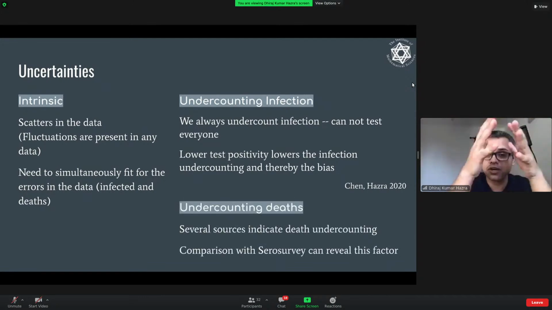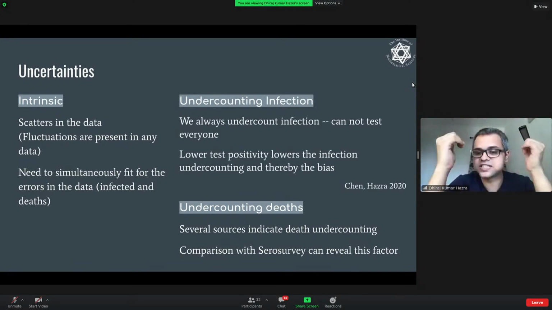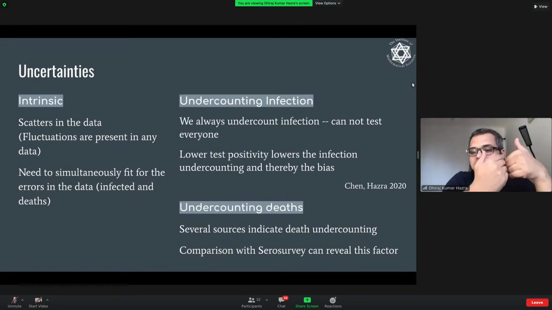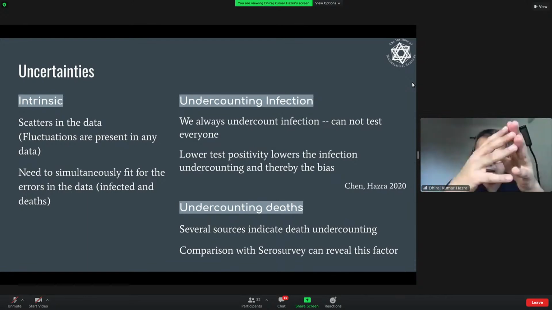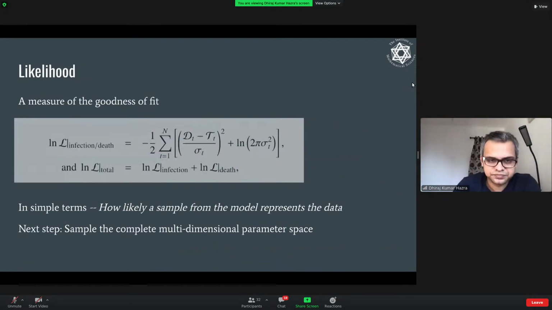Then undercounting of deaths. Several sources indicate that many states and many districts in India are undercounting deaths for various reasons. And how you can understand that is by comparing with the serosurvey. I'm going to show you one plot for that. Using a comparison of our model with the serosurvey can reveal this factor.